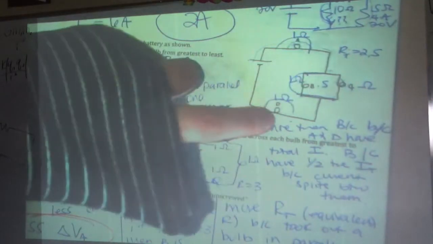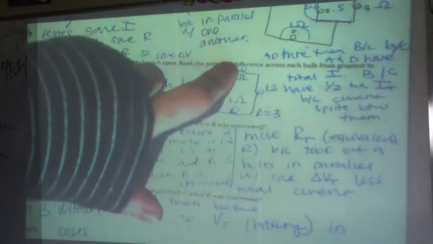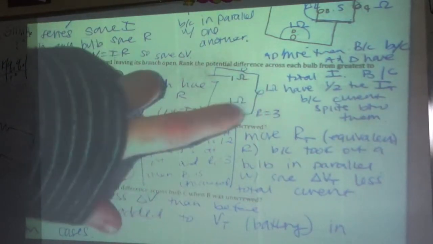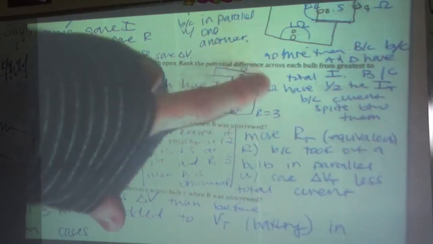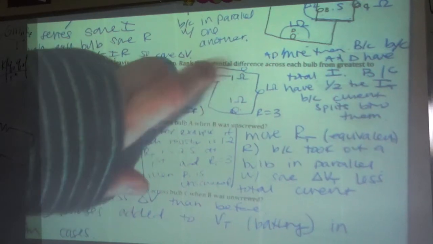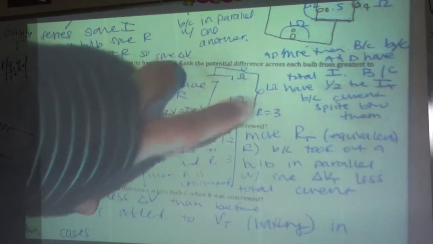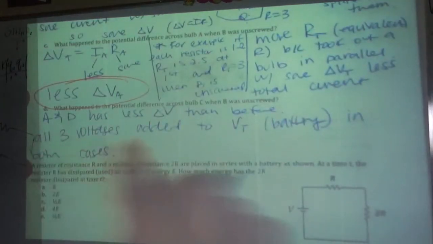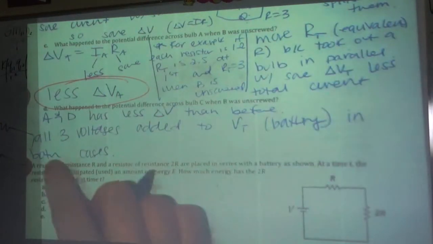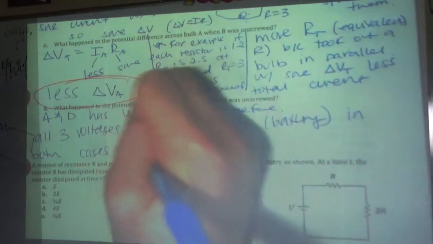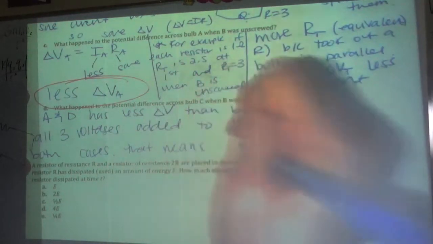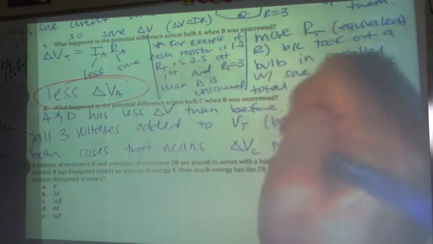So if voltage 1 plus voltage 2 plus voltage 3 add up to the total, and I'll call them VA, VC, and VD, these 3 voltages still add up to the same total, but A and D are less than before, it means the third thing you're adding in must be greater. So that means that the potential difference across C must be greater.